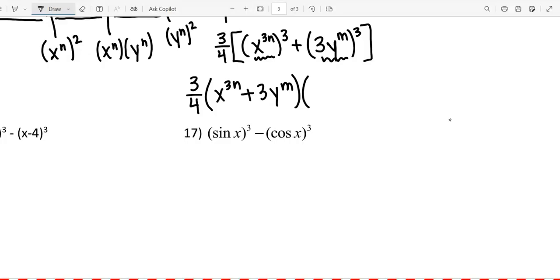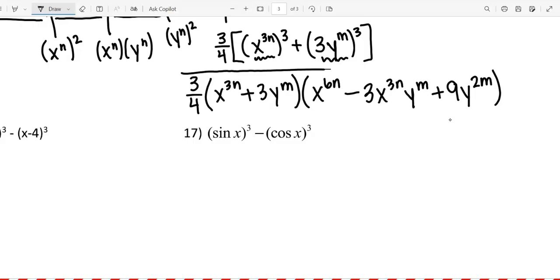My trinomial will start with x to the 3n squared. What will that give me? X to the 6n. My sign, same opposite, will be minus. And then when I multiply my two terms that are being cubed together, x to the 3n times 3y to the m is going to be 3x to the 3n y to the m. And then always positive. What do I get when I square 3y to the m? You're squaring 3 as well. 9y to the 2m. That's it.